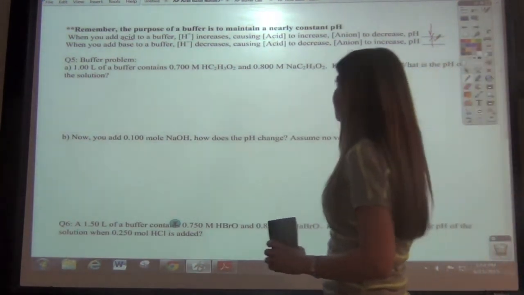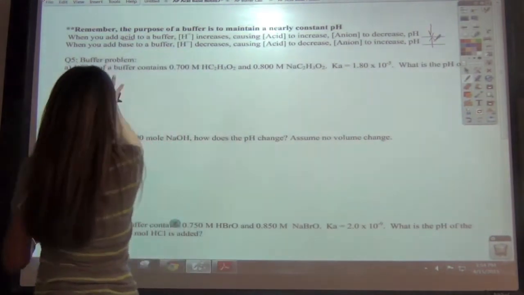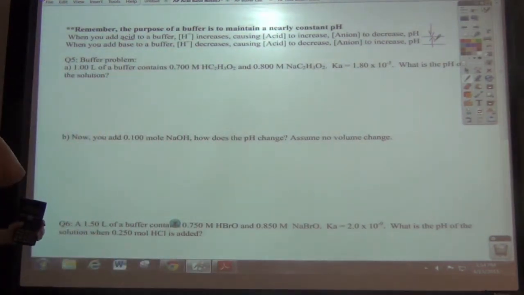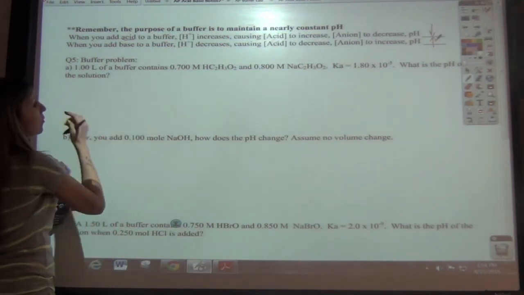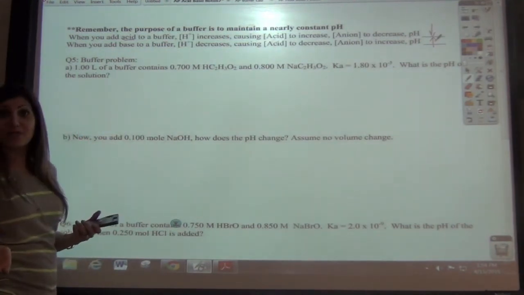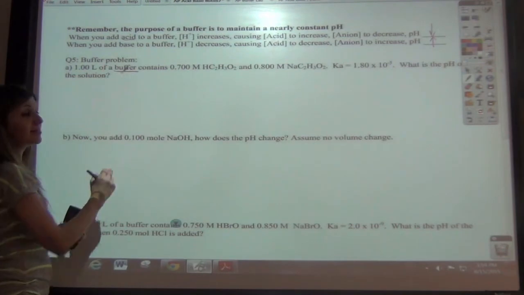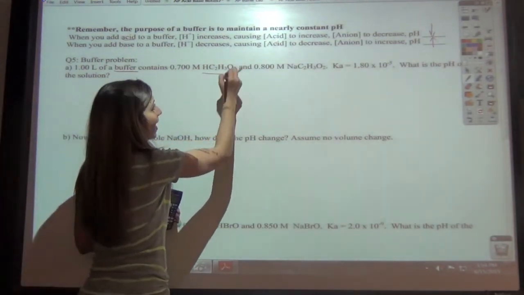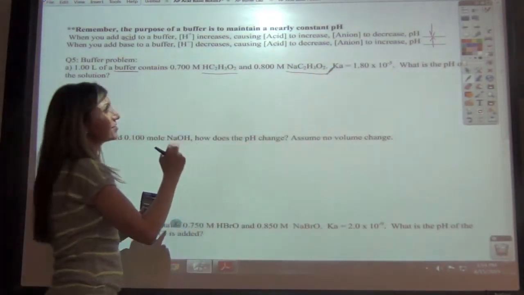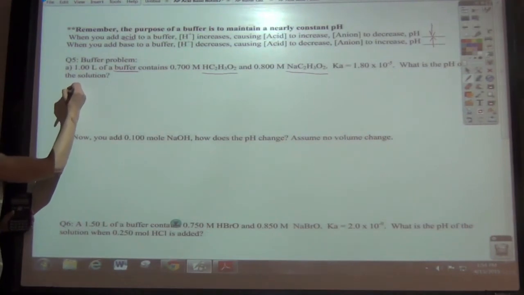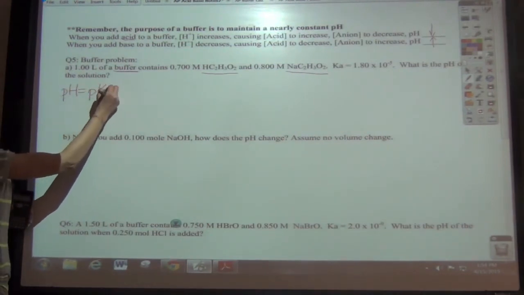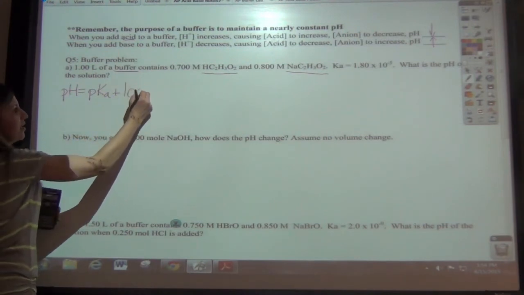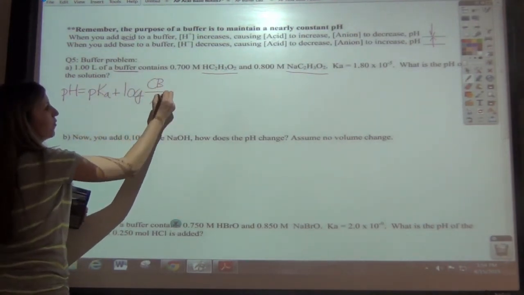All right, so let's try this. So this has a 1 liter buffer, and again, we've got an acidic solution. Okay, so what we're going to do here is first write our Henderson-Hasselbalch equation because we can. They're telling us it's a buffer, we've got a weak acid, and we've got its salt. So we're going to write, everybody say it with me, pH equals pKa plus log of Cb over A.